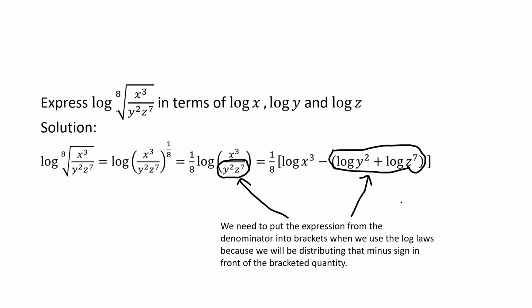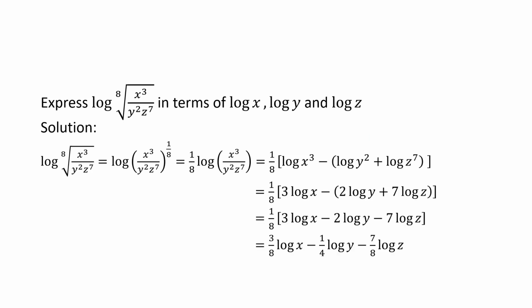We need to put the expression from the denominator into brackets when we use the log laws because we're going to be distributing this minus sign shortly. Okay, so we're distributing that minus sign, but also the discussion from earlier holds true that instead of calling this the log of y squared z to the 7, we'll call it the log of y squared plus the log of z to the 7, all in brackets.